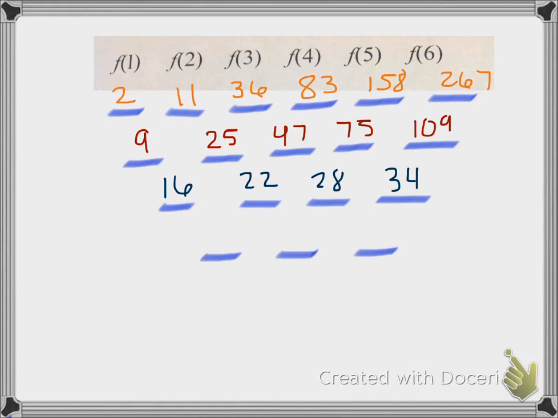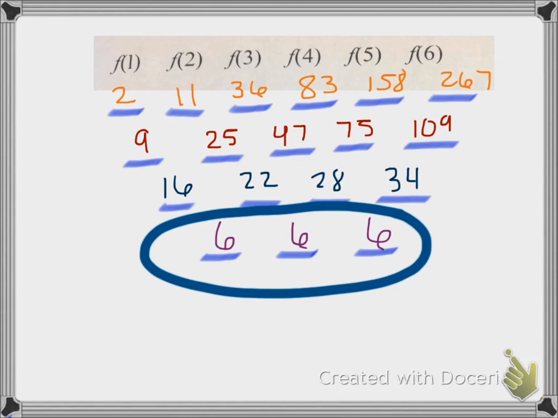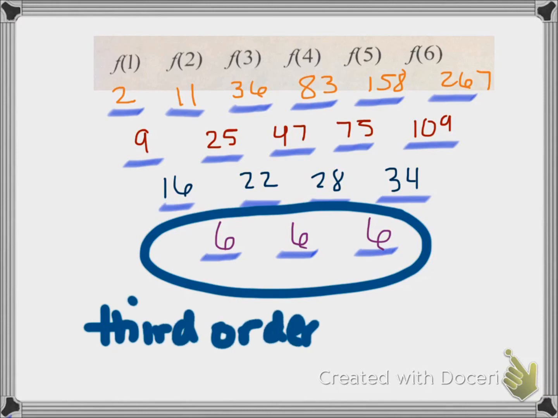So now we do 22 minus 16, which is 6, 28 minus 22, which is 6, and 34 minus 28, which is 6. Now that right there tells us that that's where you have to stop. So you're trying to see how many times it takes, and it takes 3 times to get to the 6s. So this is considered a third order. That's what they call it. Third order difference is 6. And that's your answer.